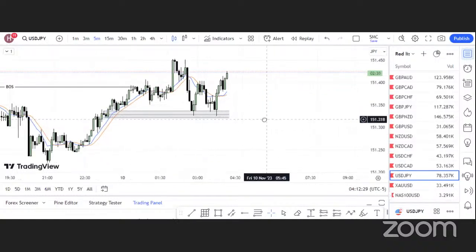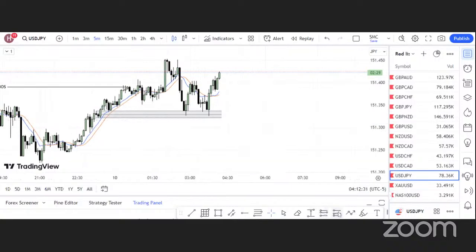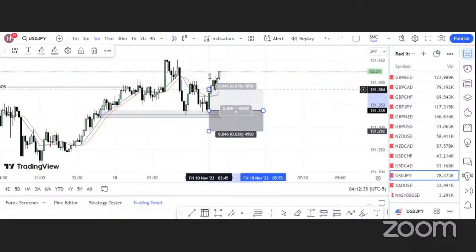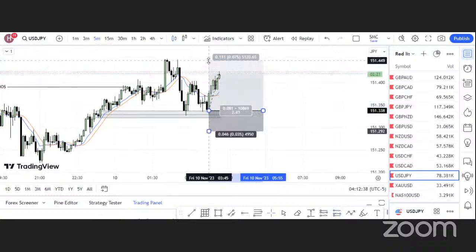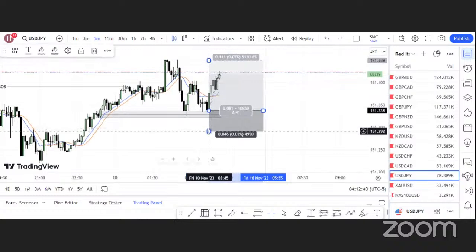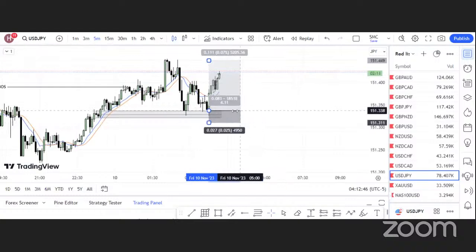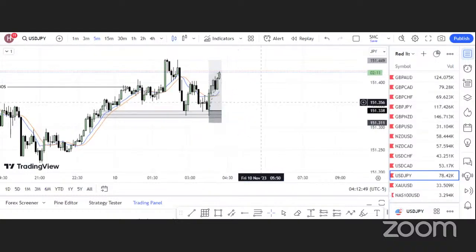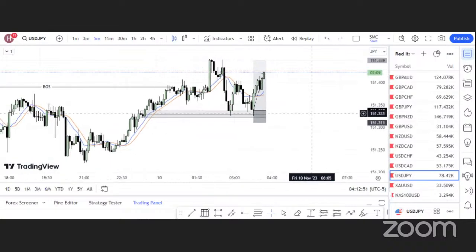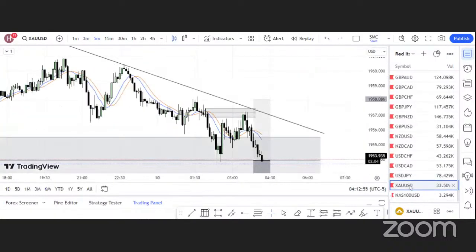So we have this move here, and since this market is heading to the upside, this will just continue to go up, way up. Okay, let's go back. Let's check XAUUSD. Okay, wow.